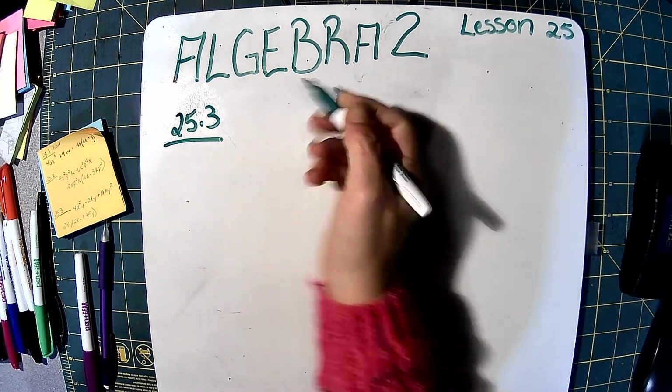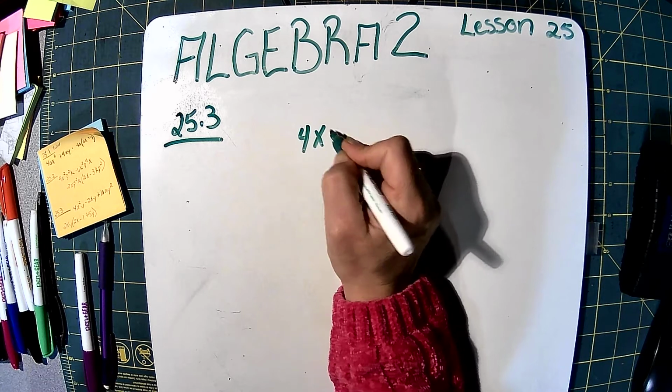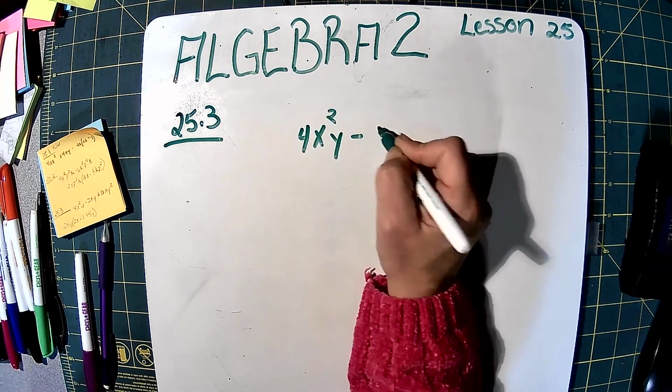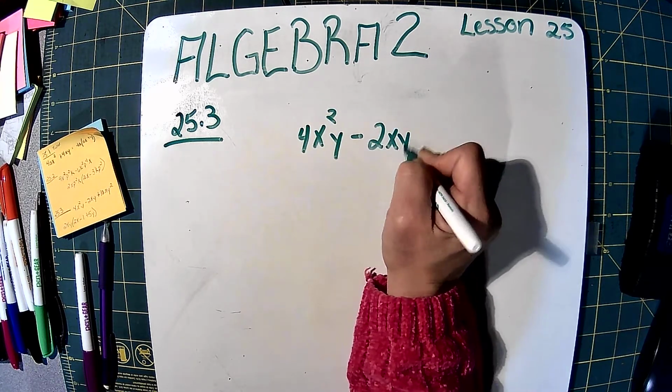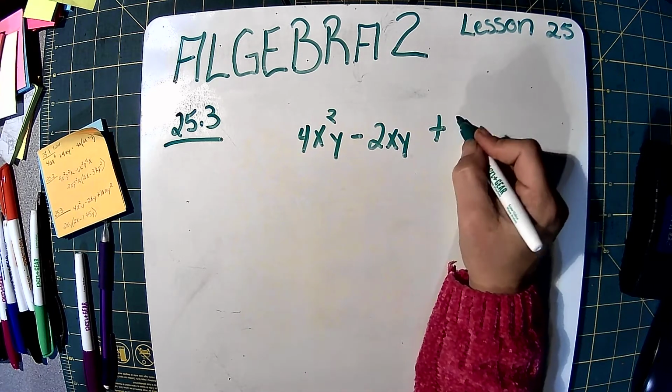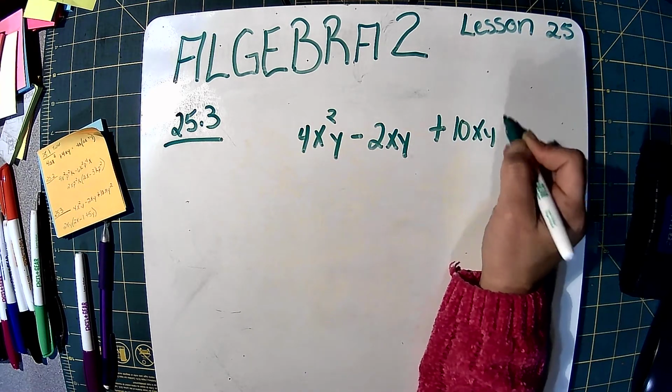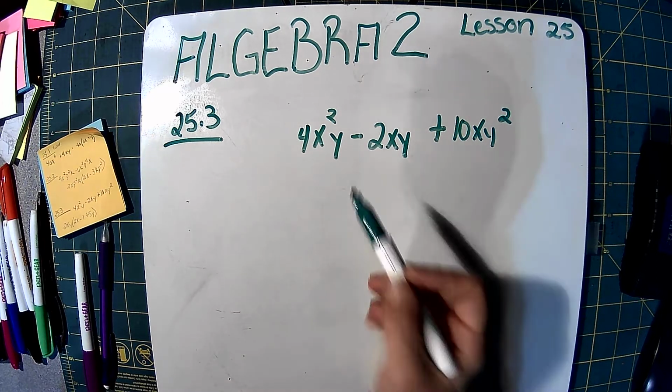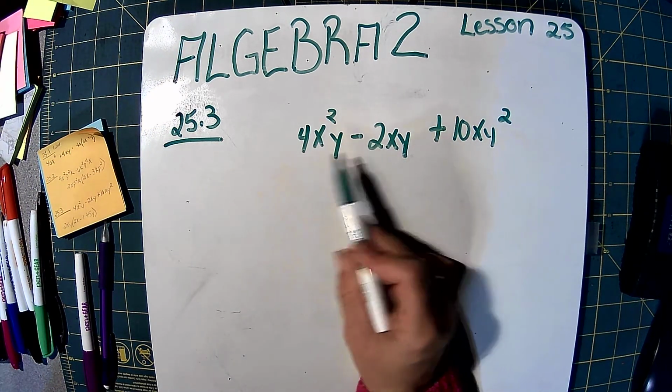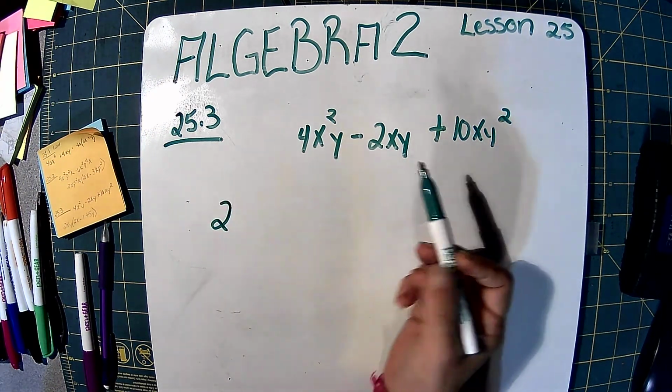25.3, 4x squared y minus 2xy plus 10xy squared. Okay, on this one I'm going to look at all of my numbers first. 2 will go into all those.